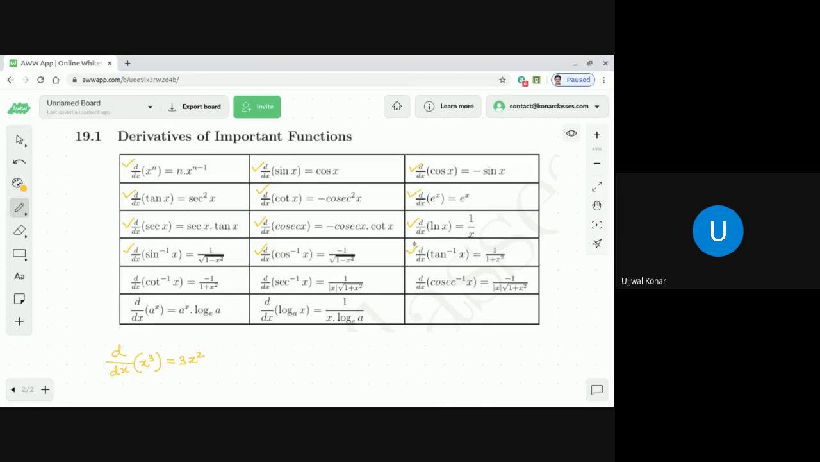Dear students, recall the tan inverse in the vector direction, correct? d/dx of cot inverse x equal to minus 1 by 1 plus x square. d/dx of sec inverse x equal to 1 by mod x into square root of x square minus 1. d/dx of cosec inverse x equal to minus 1 by mod x into square root of x square minus 1. d/dx of a^x is equal to a^x into log a to the base e, that is ln a. And d/dx of log x to the base a is equal to 1 by x into log a to the base e.